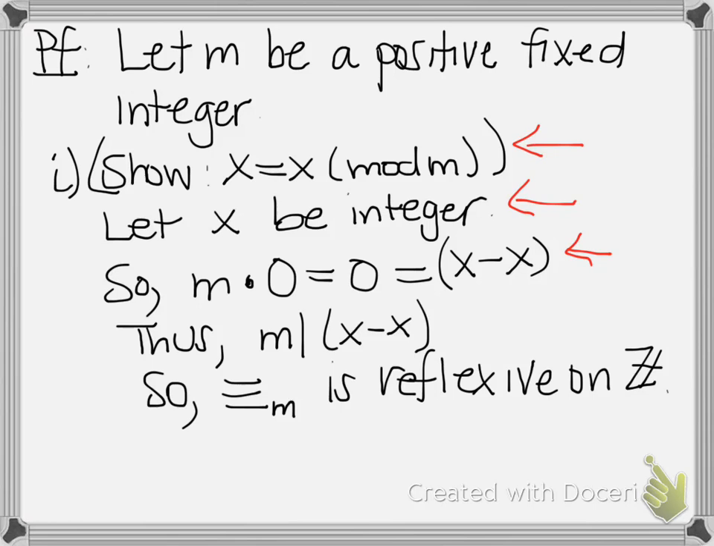Okay, so thus m divides x − x. So we can say that congruence mod m is reflexive on Z. You might want to think about that again, and hopefully you understand how we could say that and why we've proven reflexive. Okay, now let's look at symmetric. So you have to prove it's symmetric.